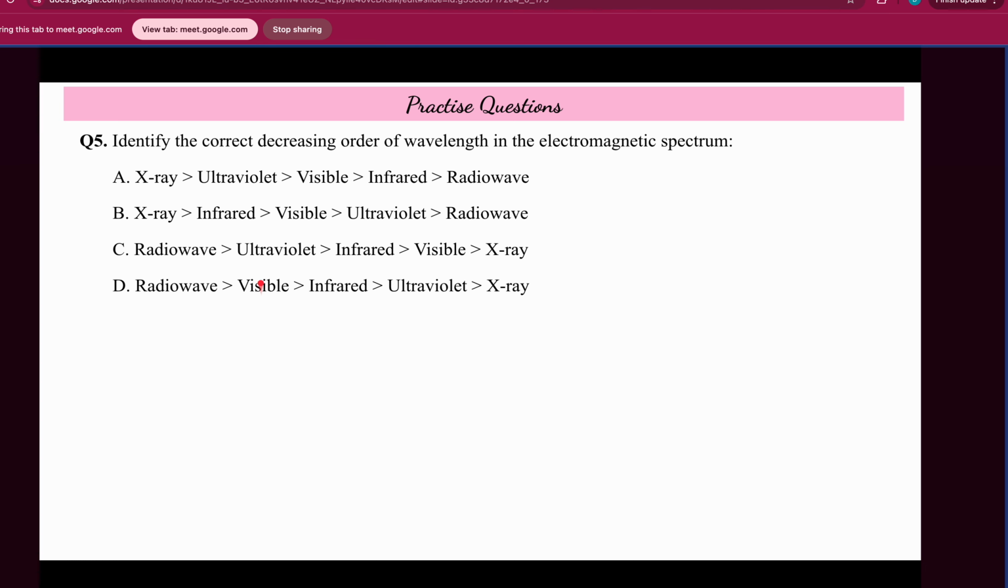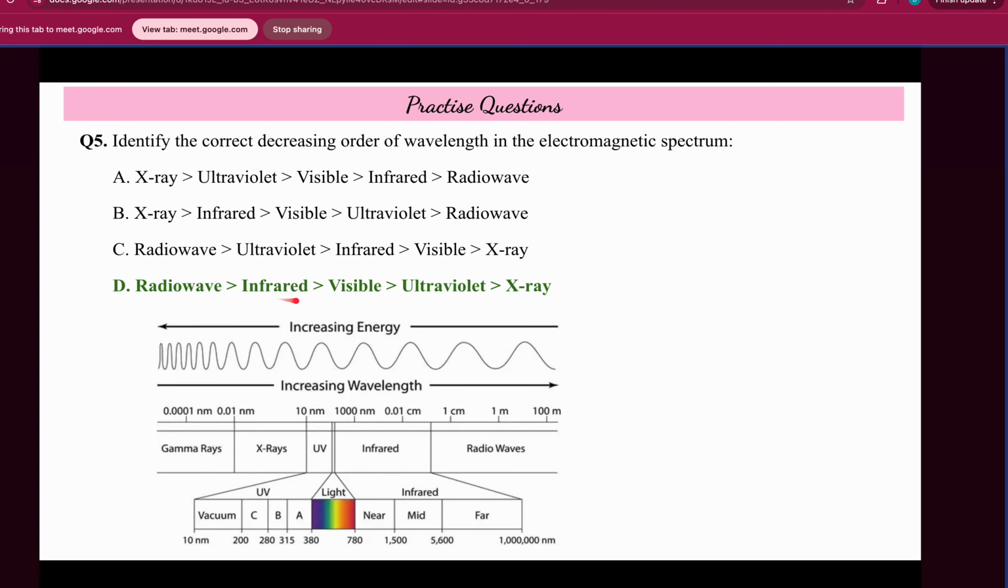Now the second option is ultraviolet versus visible. You have to figure out whether UV rays have higher energy or visible rays do. By cancelling out, you will know that the right option is option D, because infrared has lower energy and higher wavelength than ultraviolet. After infrared, we see visible, then UV, and then X-rays. This is the electromagnetic spectrum and this is how you can remember it. Also focus on what the question is asking: decreasing order, increasing order, or what.